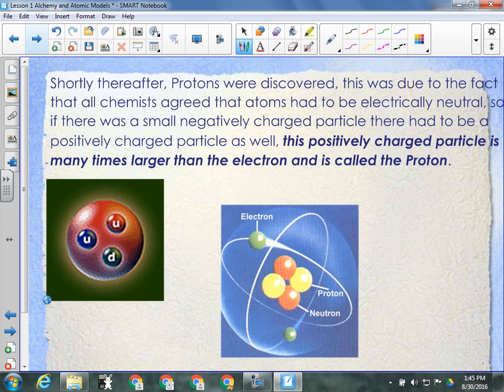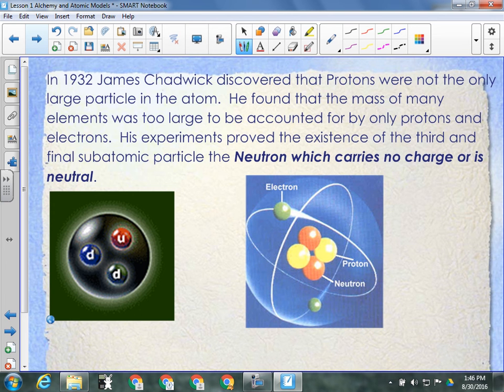Shortly after that, people said, if there's only 2 particles, matter is really heavy for some reason, and these 2 particles can't account for all the mass. So there's got to be something else in there. The natural idea was that there's 1 more particle, and it's neutral because we can't have another charge. There's only positive and negative. So that was the idea of neutrons. Neutrons essentially help to make up the extra mass that people couldn't account for. Chadwick is the guy who came up with the idea of the neutron.